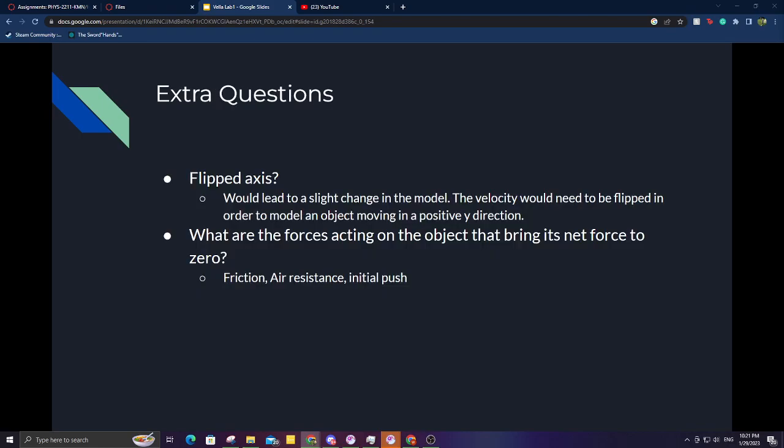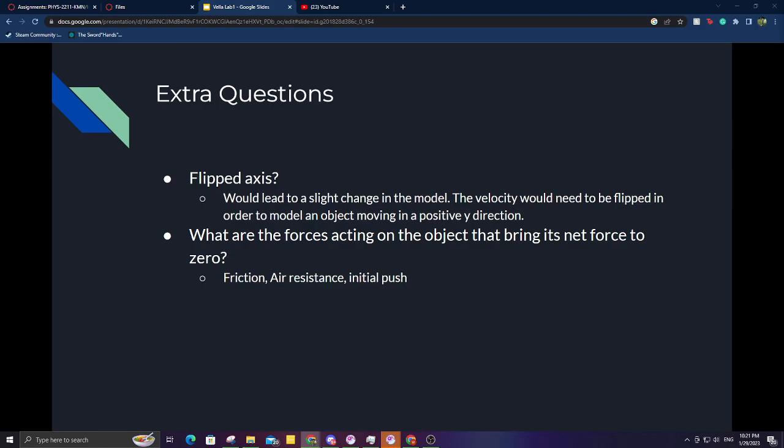And finally, I wanted to go over the extra questions posed. The first of which is what would happen if the axis was flipped. In my situation, the ball is moving in the negative y direction, so if the axis were flipped, it would now be moving in the positive y direction, and I'd have to account for this by changing its initial velocity in my model to move in the positive direction.